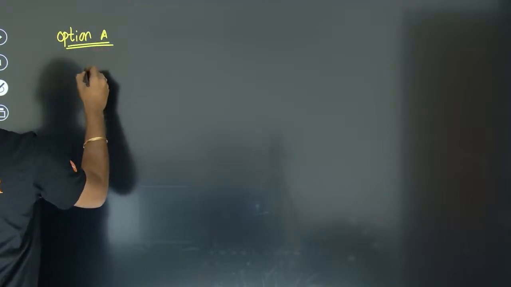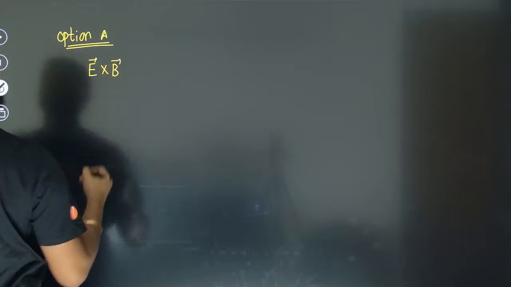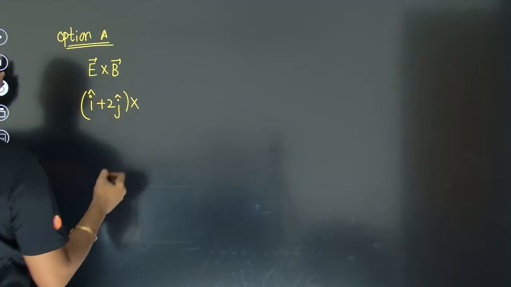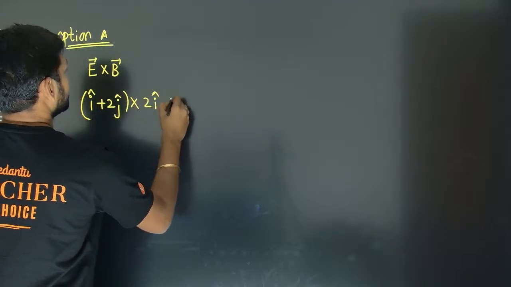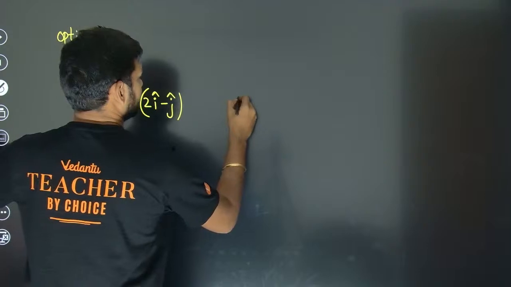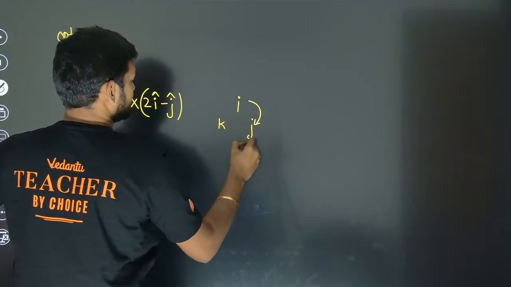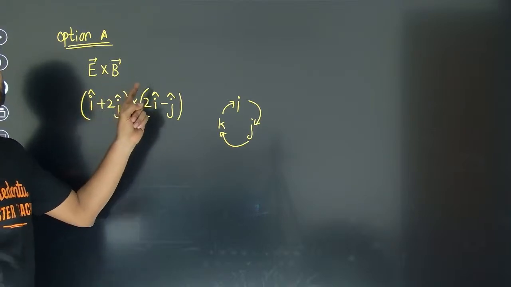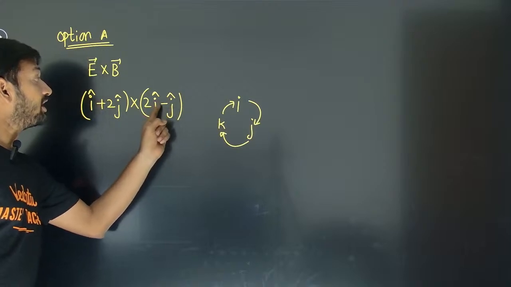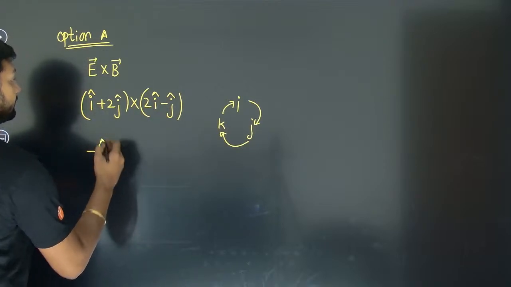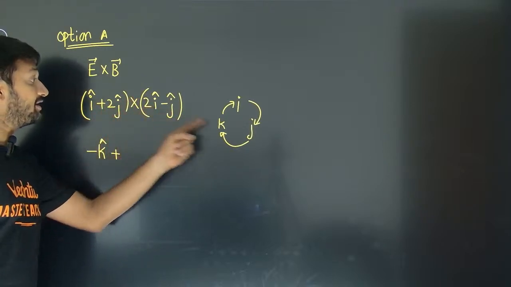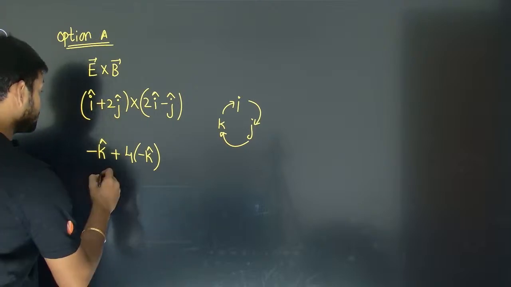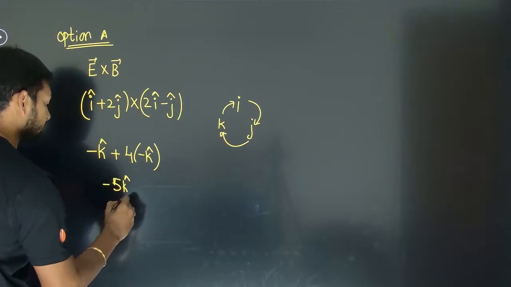So option A, E bar cross B bar is what I do. Then what is the E? I cap plus 2j cap cross, what is the B? B is 2i cap minus j cap. And you know one thing, the shortcut is this, the ijk thingy: i cross j is k, j cross k is i. Now look, i cross 2i, i cross i is going to be 0. i cross j will be k, but you have minus 1, so you get minus k. Now, 2 into 2 will be 4, j cross i will be minus, so 4 into minus k. j cross j will anyway be 0. So what is the direction of this one? Minus 5 k cap. So 5 into minus k cap.